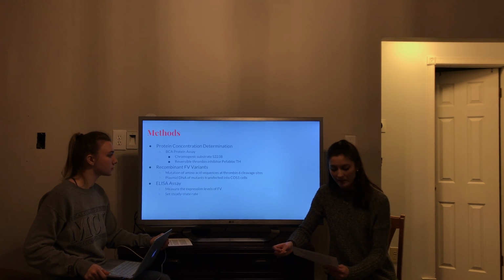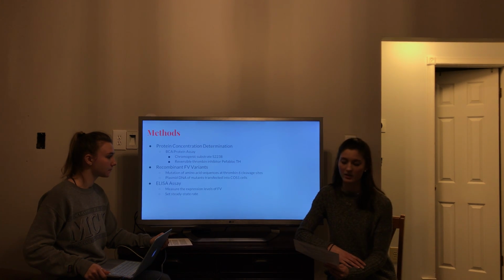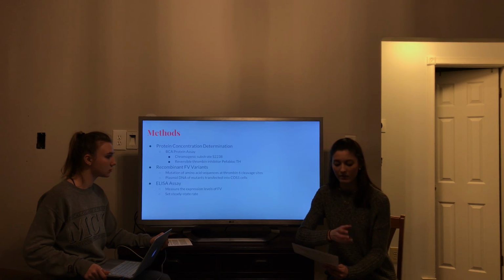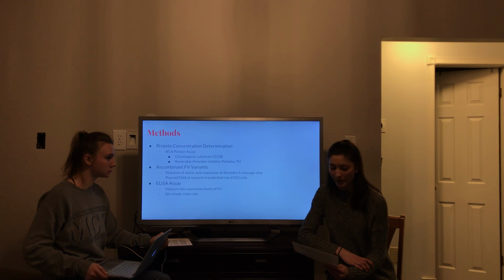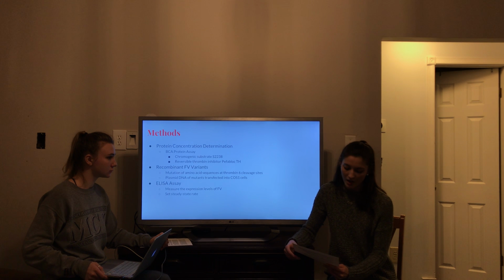For the factor 5 activity, they measured its ability to stimulate factor 10, which is just another procoagulation factor in that thrombin activation cascade. And in order to avoid the negative feedback loops of factor 5, they used a reversible thrombin inhibitor during the assay just for that negative inhibition.